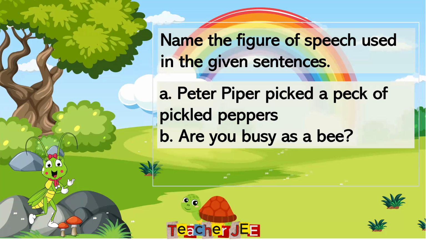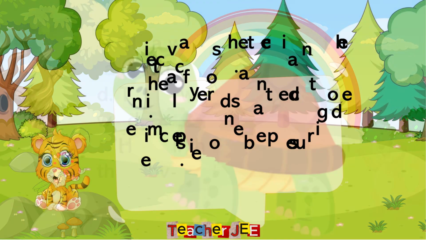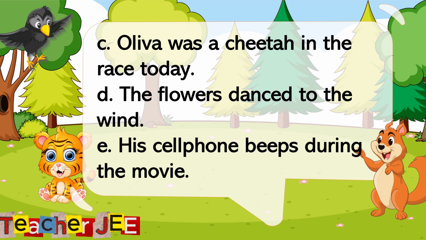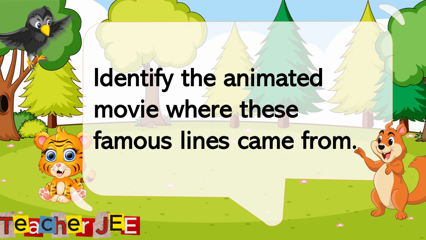Name the figure of speech used in the given sentences. A. Peter Pepper picked a pack of pickled peppers. B. Are you busy as a bee? Olivia was a cheetah in the race today. The flowers danced to the wind. His cell phone beeps during the movie. You can pause the video if you want to answer or reread the sentences.